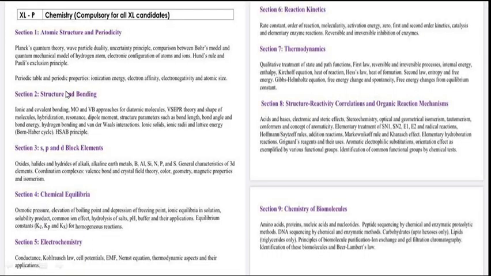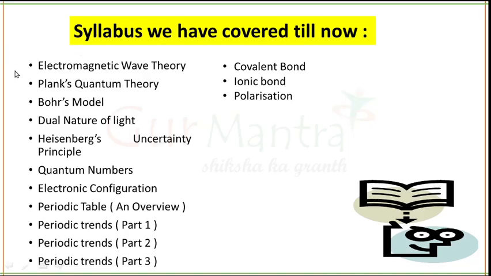So basically guys, this is our GATE 2021 exam syllabus for chemistry that is compulsory for all Excel candidates. Section 1, which we have covered in the previous lectures, is named atomic structure and periodicity. We have successfully completed this section, and we have started section 2, named structure and bonding. These are the topics which we have covered in the previous lectures.